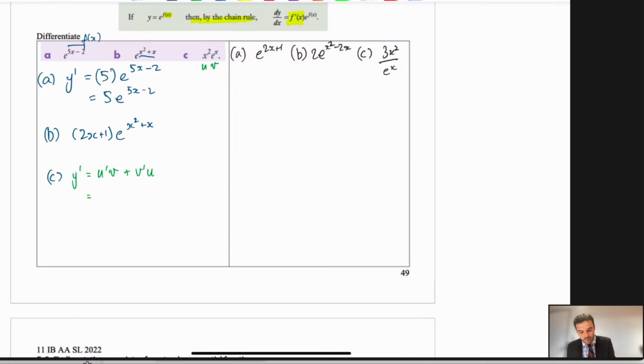So u dash is going to be 2x, v is going to stay the same, e to the x, plus the gradient function of v, which is going to be the same again, e to the x, times x squared. In fact, we can probably leave it like that, or you can write it like this. It looks a little bit messy, but I think you'll be okay writing either one there.